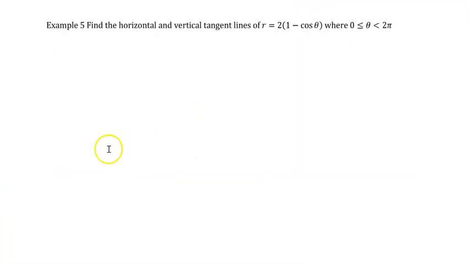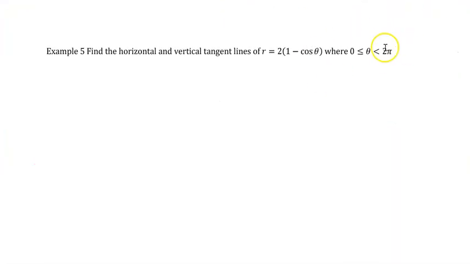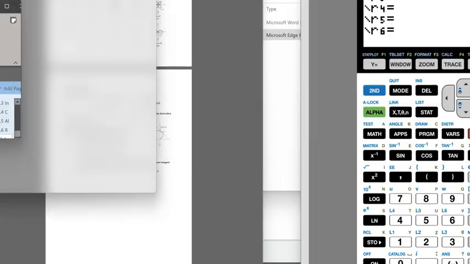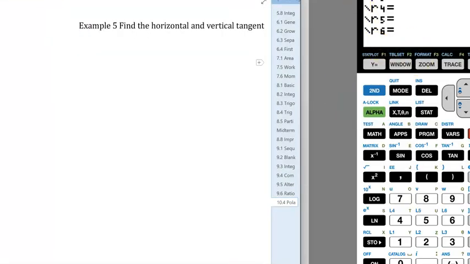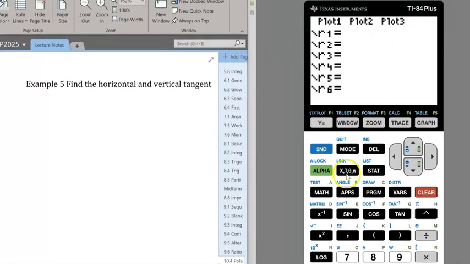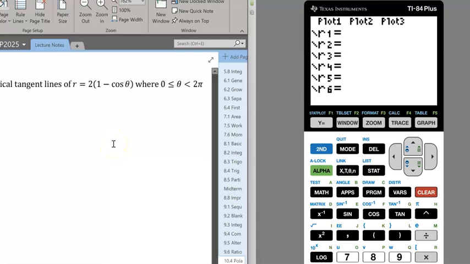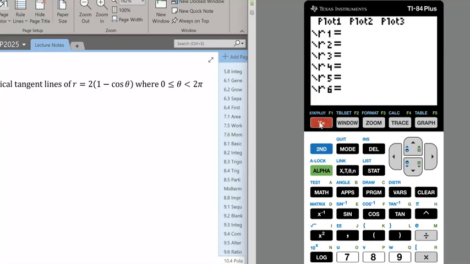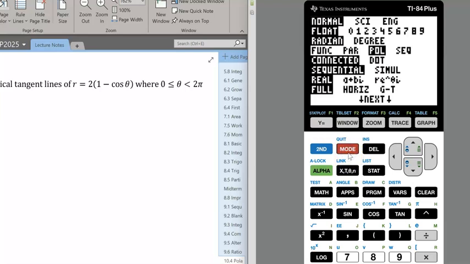In example 5, we want to do the same thing and find the horizontal and vertical tangent lines of the graph r is equal to 2 times the quantity 1 minus cosine theta. Before I get started, again, I want to give us an idea of what this graph looks like. I'm going to show you how you could graph this on a graphing calculator. For example, if you're working on the final exam and you want to graph a polar function to make sure you have an understanding of what it looks like to help you find where these tangent lines are.